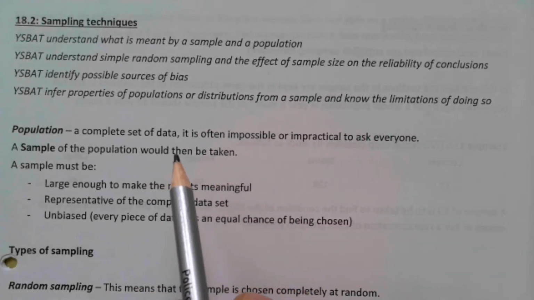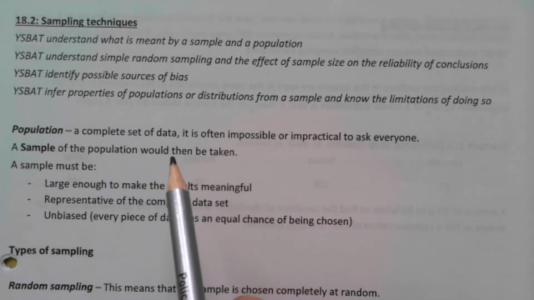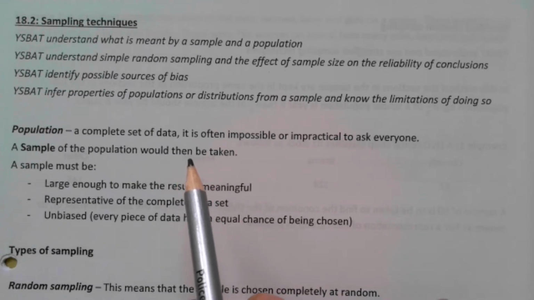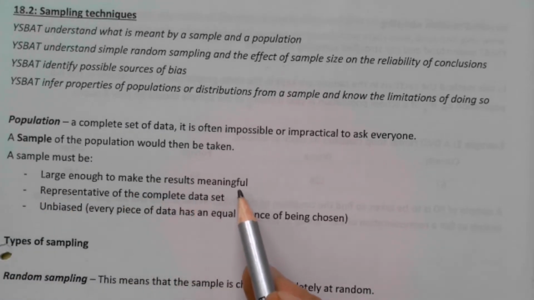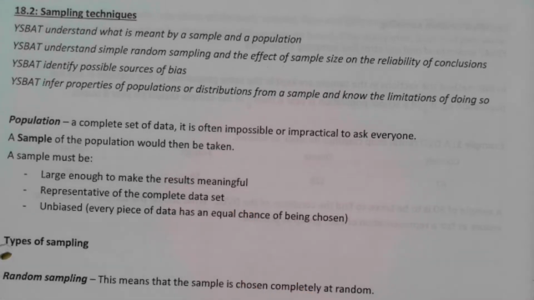So if we want to find out whether people in Northern Ireland like hockey or not, it'd be quite tough to ask everyone in the country. So you take a sample and try and keep it as fair as possible. The sample must be large enough to make the results meaningful, as in, don't just ask the person beside you, do you like hockey? And if they do, then everyone likes hockey. That doesn't make any sense.